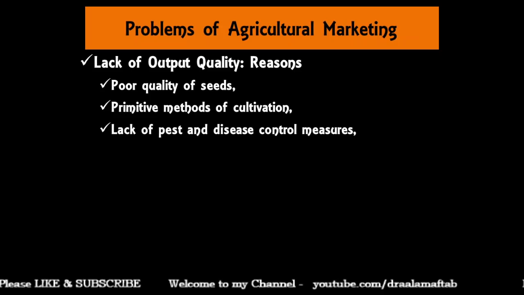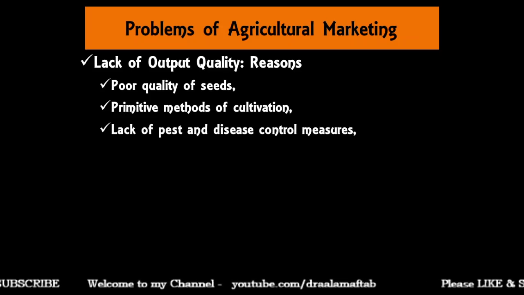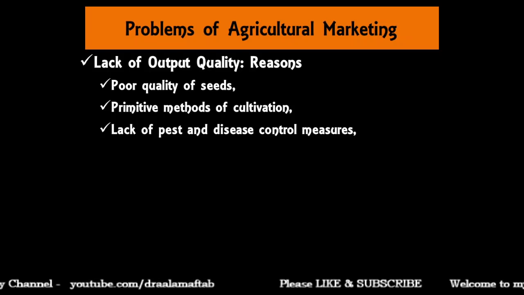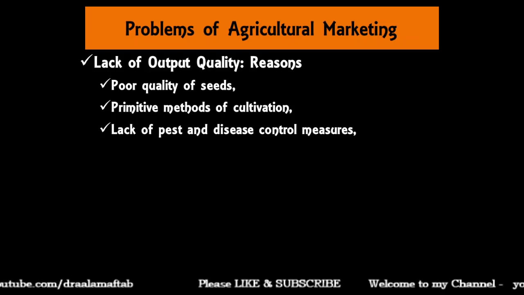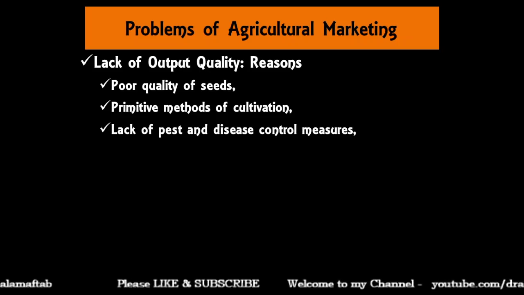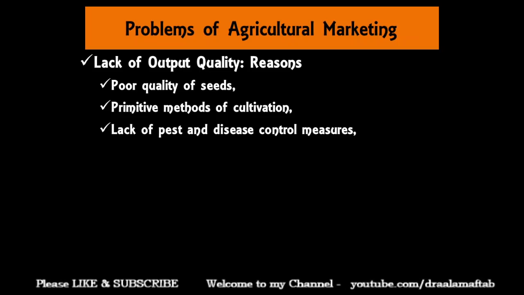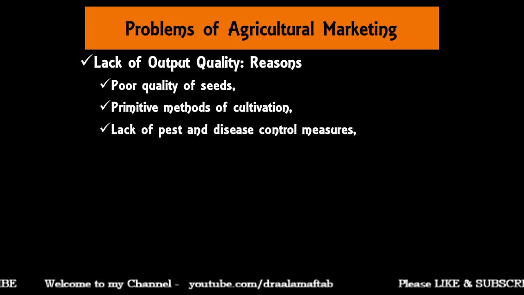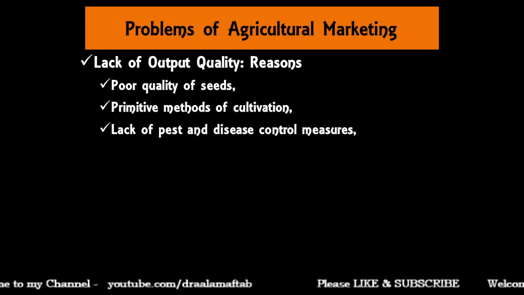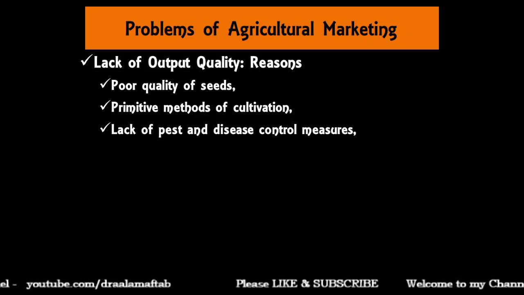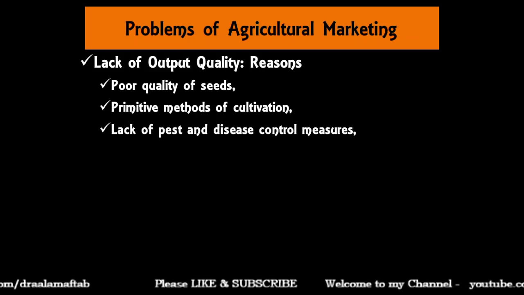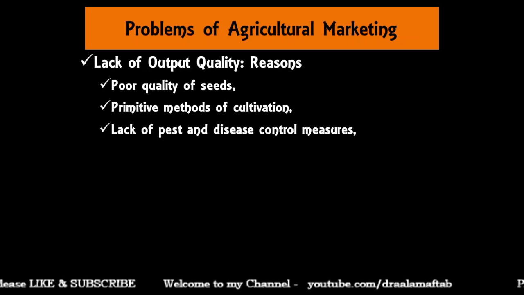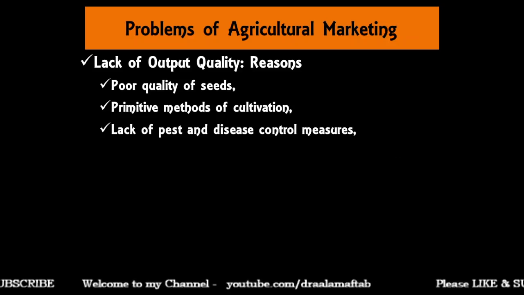The third reason is lack of pest and disease control measures. The farmers are unable to apply the pest and disease control measures. That may be because of ignorance, that may be because they are illiterate, or that may be because they don't have much money. That is another reason because of which the output quality is low.